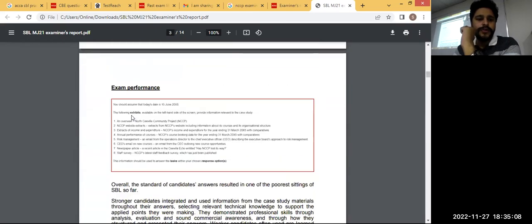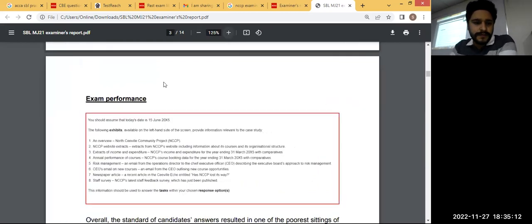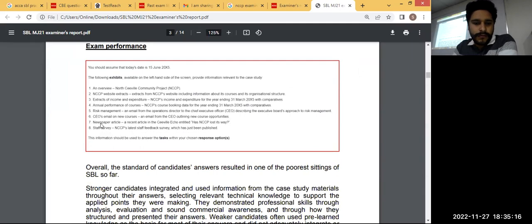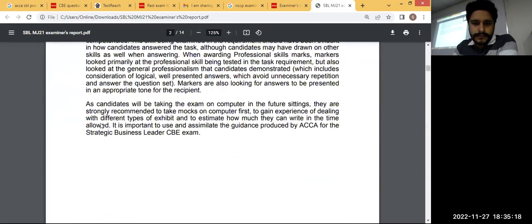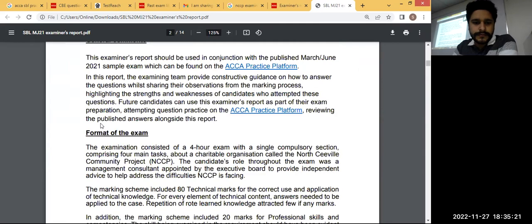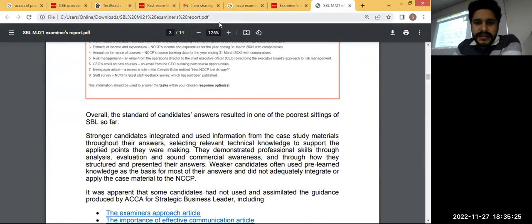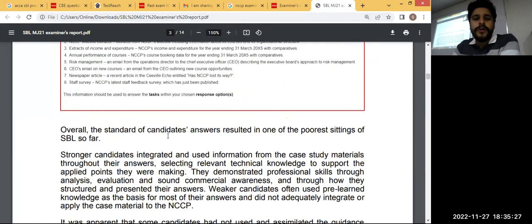Let's go through the first part of the examiner's comment. Examiner says, overall, the standard of the candidate answers resulted in one of the poorest sittings so far. Right?